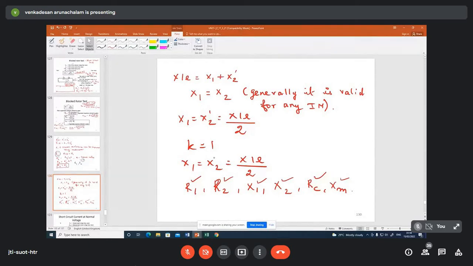So independently, you can find the value of stator resistance R1, rotor resistance R2, stator reactance X1, rotor reactance X2, core resistance and magnetizing reactance. Independently also, you can get the parameters of the induction motor. Till now, any doubt is there?